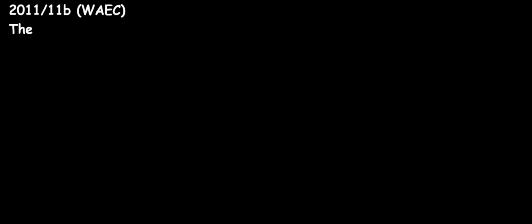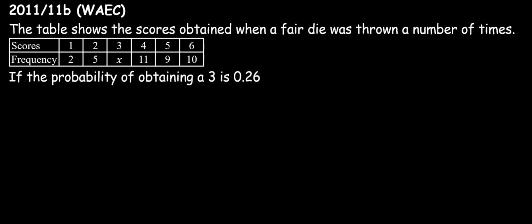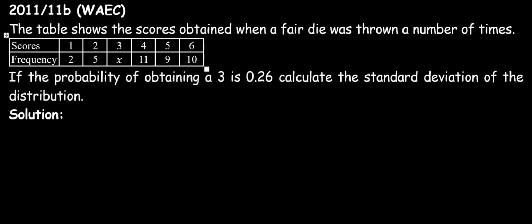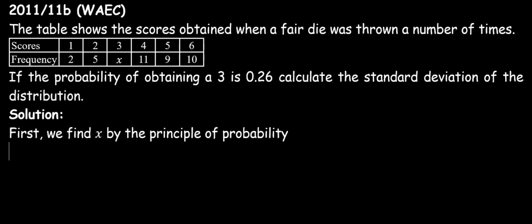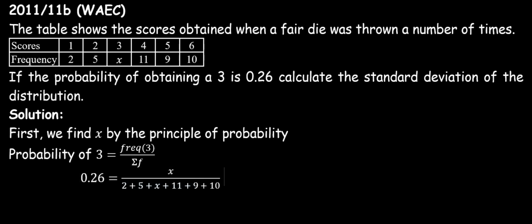Another example. The table shows the score obtained when a fair die was thrown a number of times. If the probability of obtaining a 3 is 0.26, calculate the standard deviation of the distribution. Solution. First, we find x by the principle of probability, which is the probability of 3 will be equal to the frequency of 3 all over the summation of the frequency. In this case, we have 0.26 is equal to x all over the summation of the frequencies, which is 2 plus 5 plus x plus 11 plus 9 plus 10. 0.26 will be equal to x over 37 plus x.